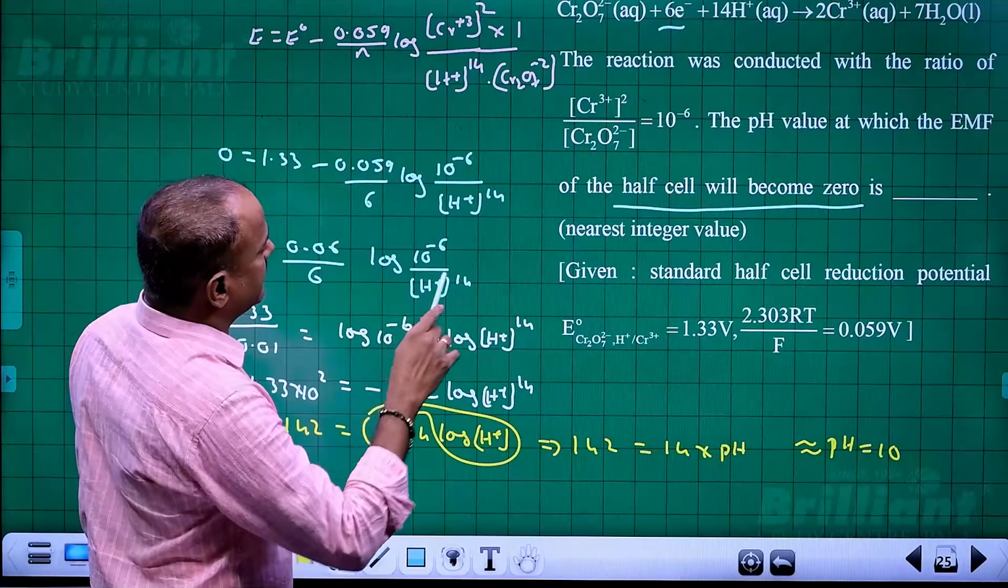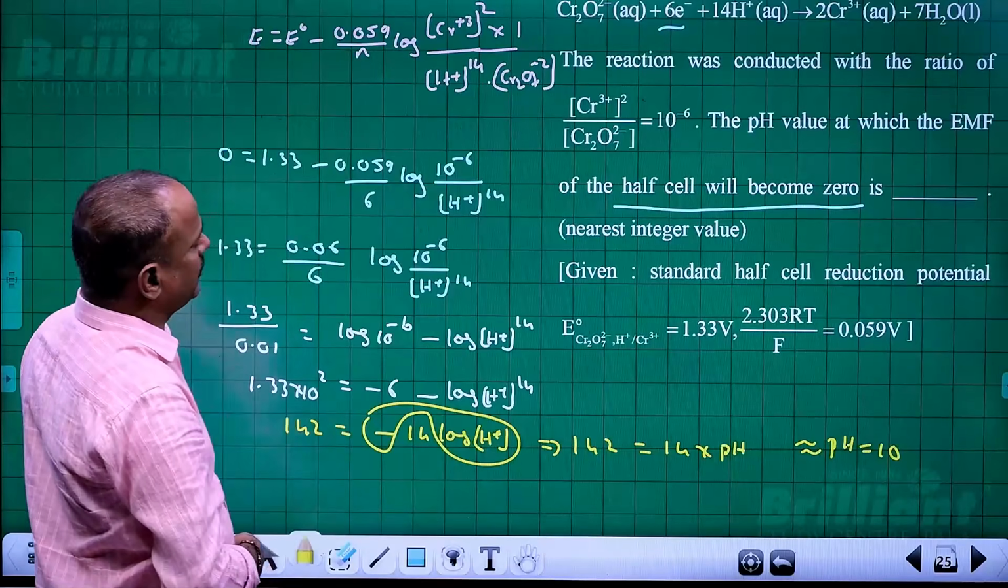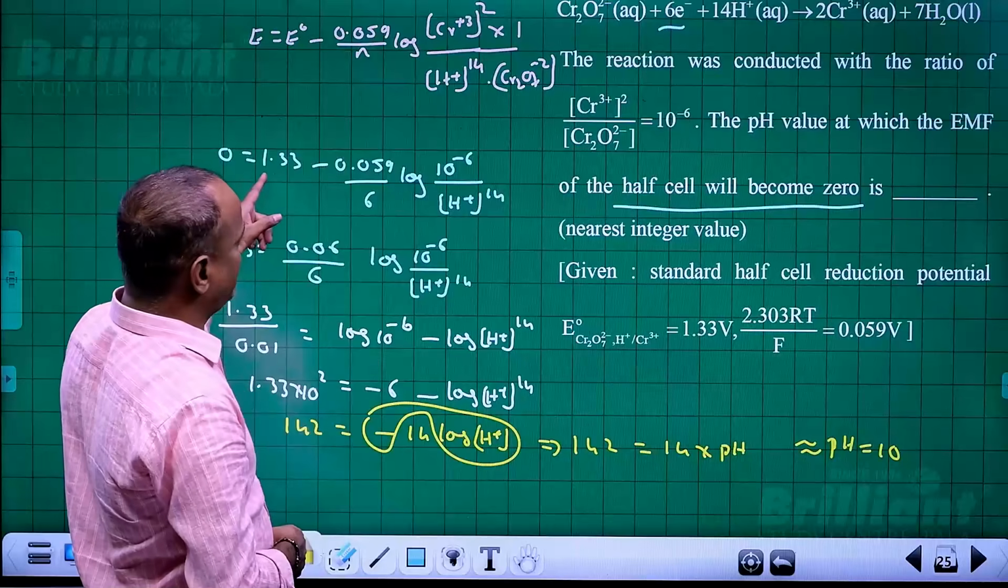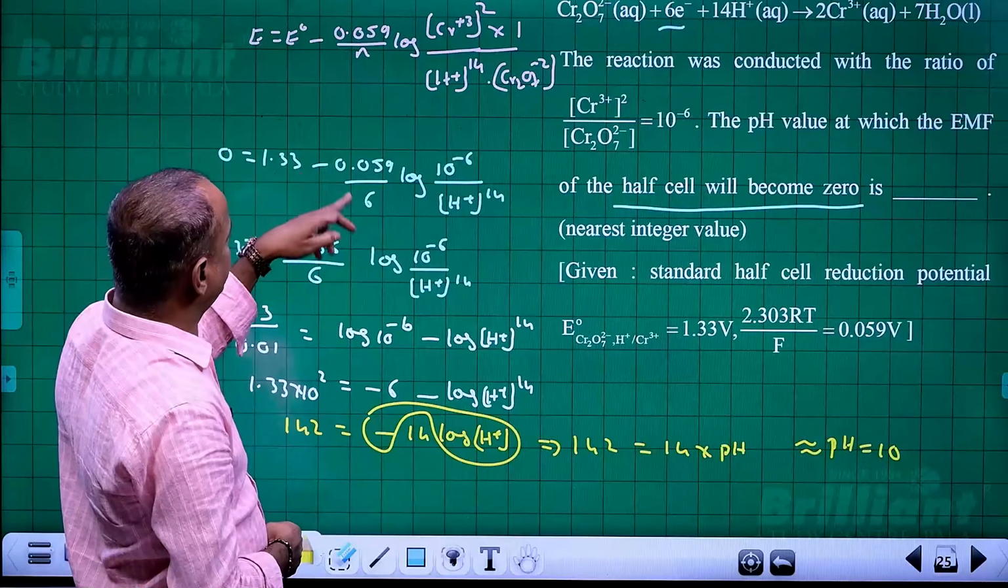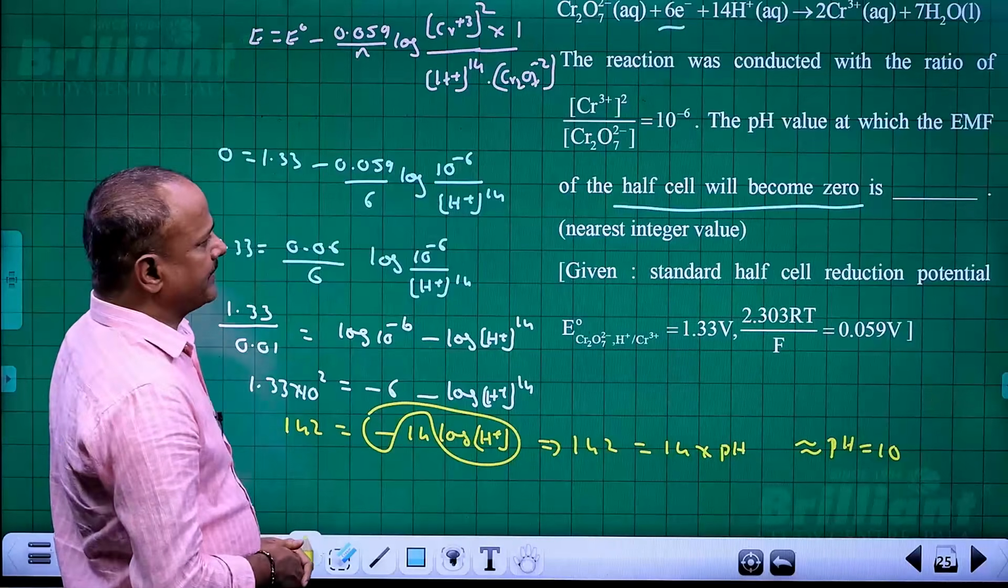Okay, na? Because H2O is a pure liquid, taken as 1, therefore only dichromate to chromium ion. E cell value is 0, E naught value 1.33 minus 0.059 times products by reactants. So pH is equal to 10. Okay, thank you.